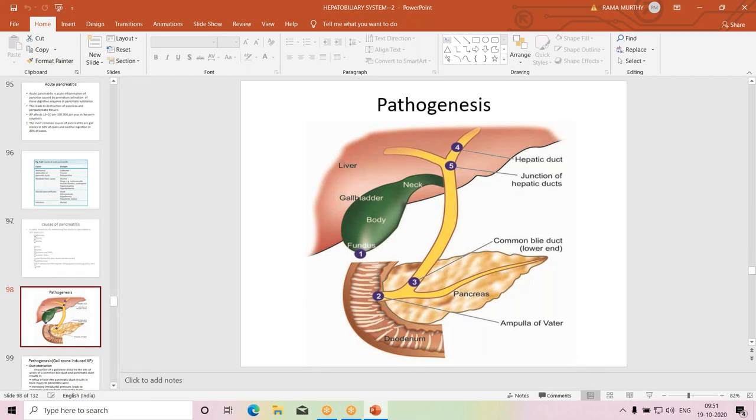So for example, if there is a stone, a gallstone, in the ampulla of Vater, that is number two, then what happens? The bile, which is alkaline, which is irritating, will enter into the pancreatic duct, and there the proenzymes become activated. In the alkaline medium, the proenzymes become activated, become enzymes, and enzymes digest the pancreas and peripancreatic tissues. This digestion causes destruction and severe inflammation, that is acute pancreatitis.